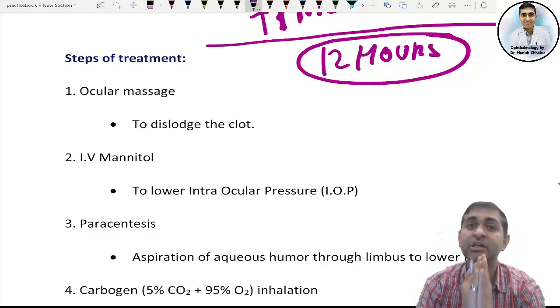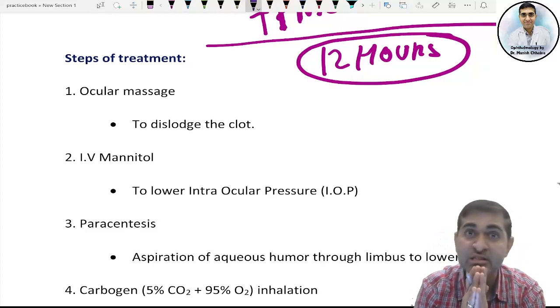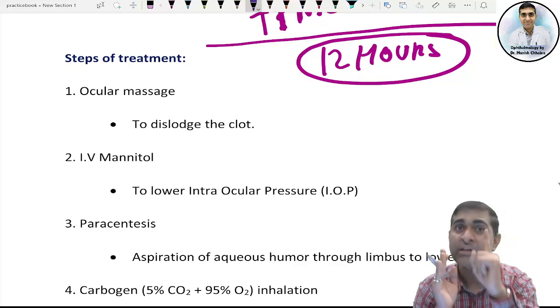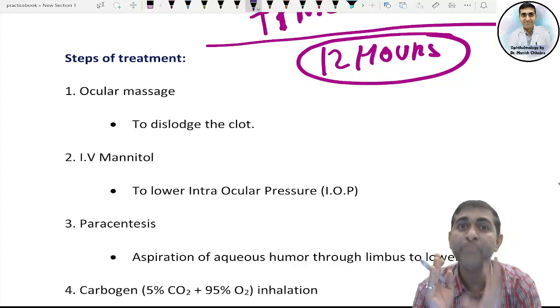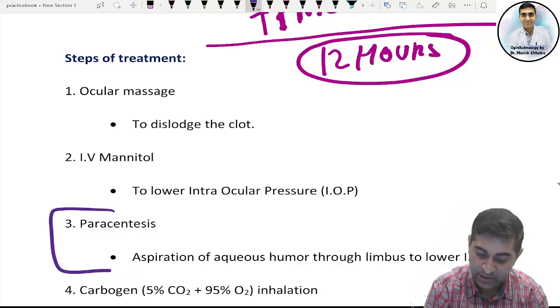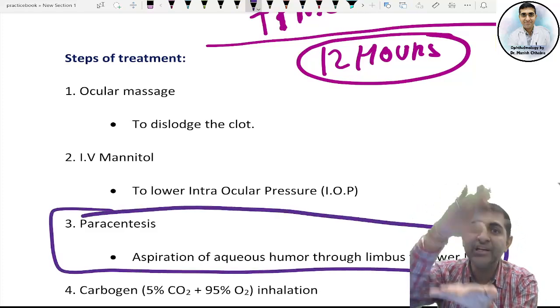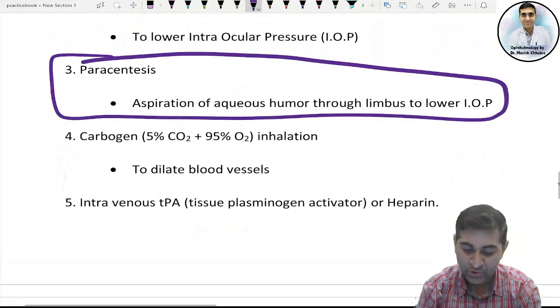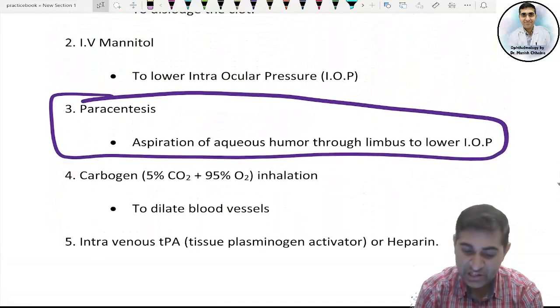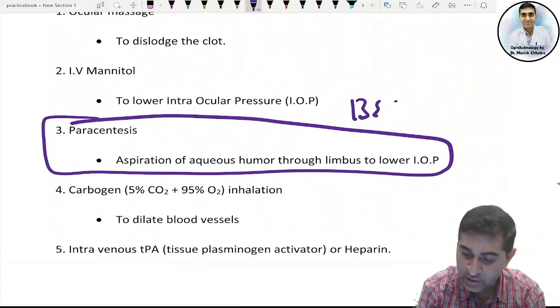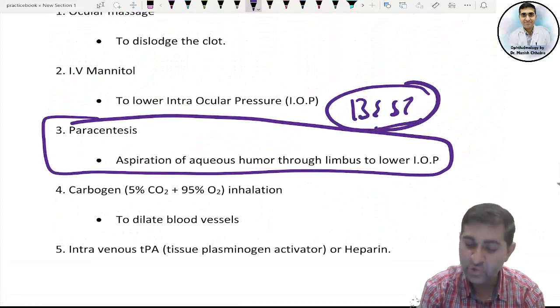But if I am sitting in my OPD and the patient has come, what am I going to do? I am of course going to try the one method out of these five, which is the best. Which is the best method? Best method is paracentesis, because it suddenly leads to a decrease in the intraocular pressure. Yes, so this is your best. This is also your previous year question.